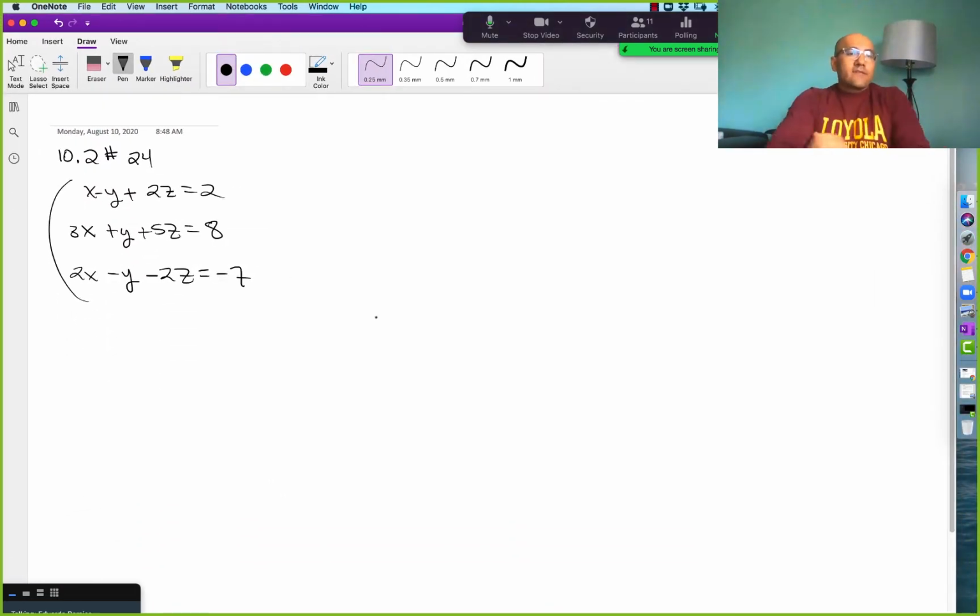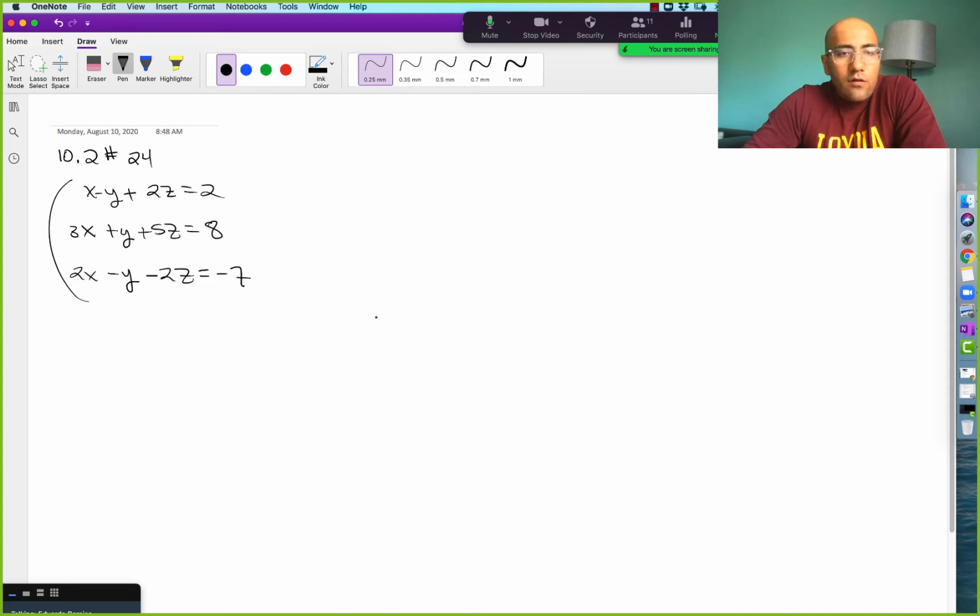And I don't know the answer, so I'm not sure if it even has a solution. It might be something that has no solutions. Remember, those are called inconsistent. Or it might be something that has an infinite number of solutions, which we call dependent. Or it might have a specific solution for these.